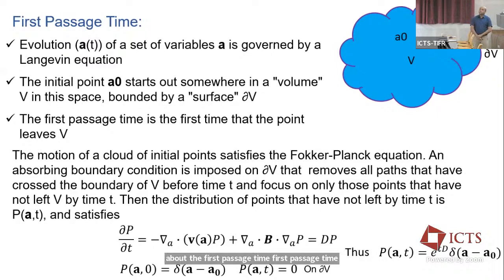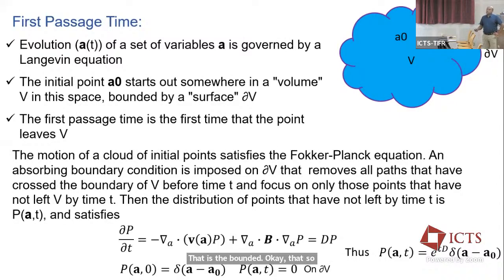Suppose you have a dynamical variable A(t), a set of variables, so A(t) is a kind of vector, and they are following a Langevin equation. Whenever you are solving a Langevin equation, you need to supply initial conditions. So the initial point A0 starts from somewhere in a volume element V, and the A0 is the initial condition somewhere in this volume element, and del V is the boundary, the surface.